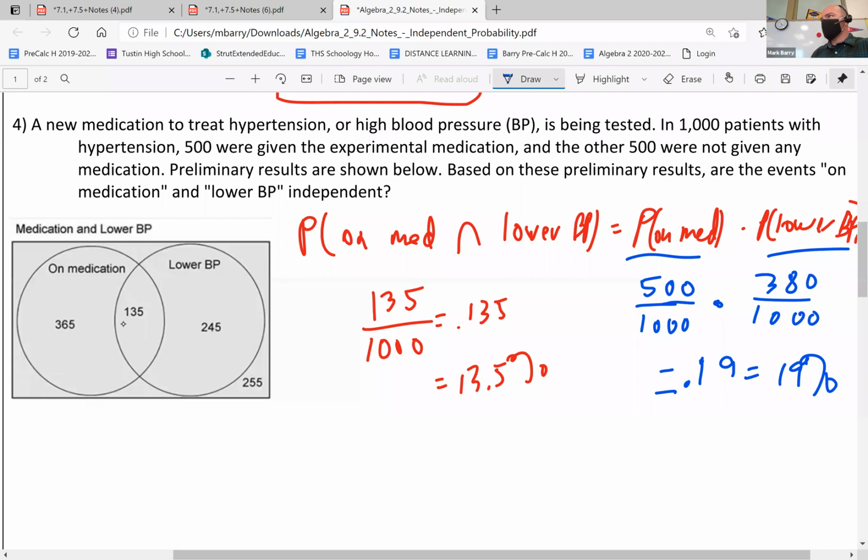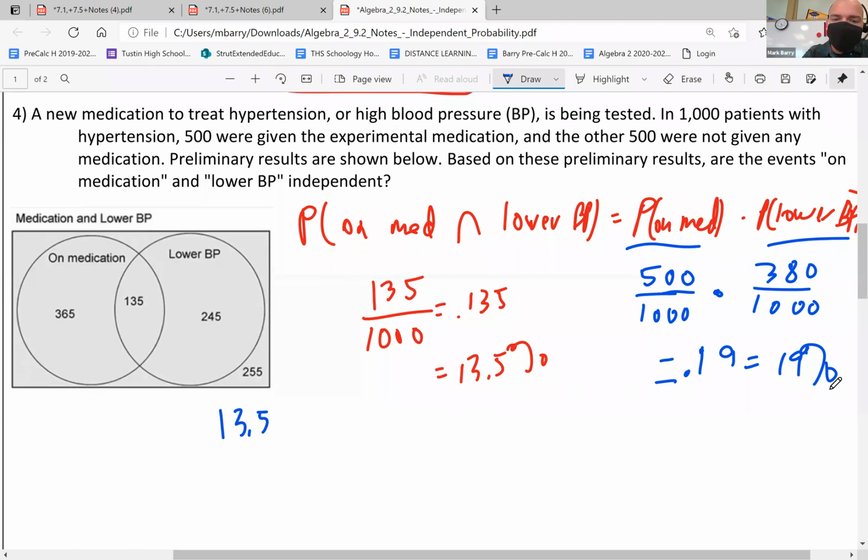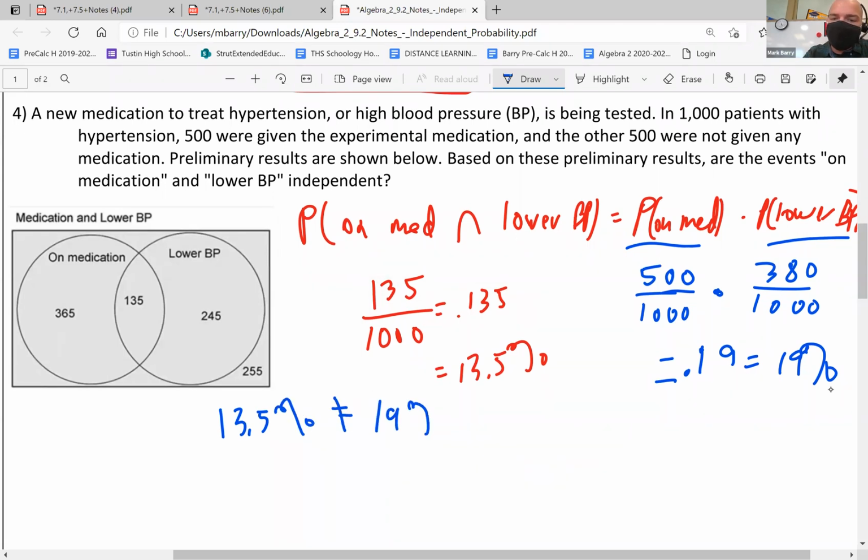Okay, so we've done all the math we need to do. Now we just need to interpret this. So we're technically not done. We have not answered the question yet. The question was, are these two independent of each other? When we do these two calculations, if the answer is the same, then they are independent. If they are different, then they are not independent. So I would say here, 13.5% does not equal 19%.